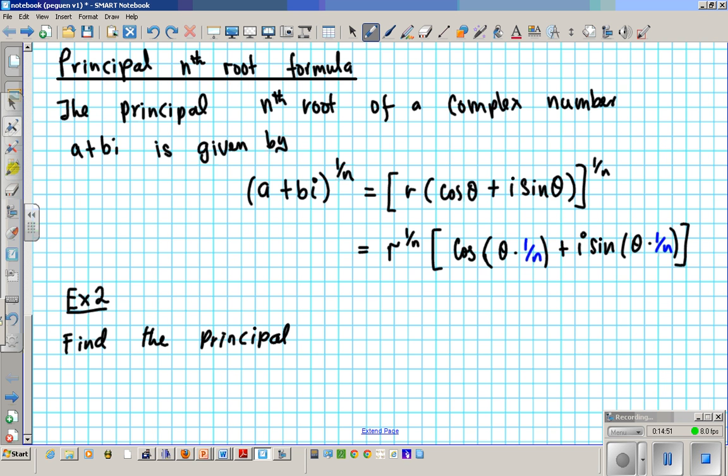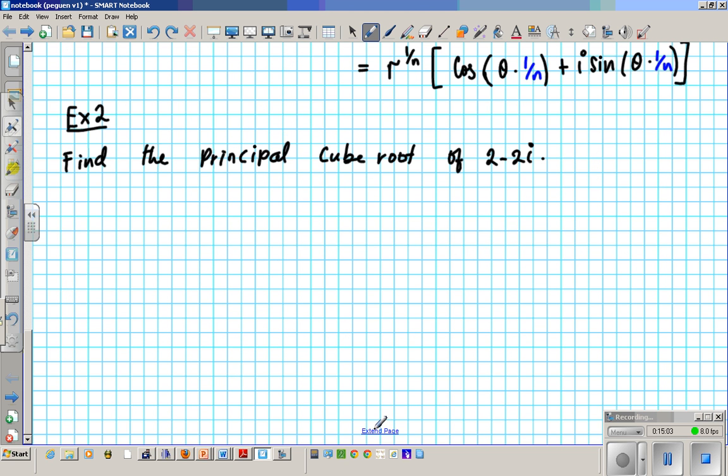Find the principal cube root of 2 minus 2i. Okay, so let's do this. So we know what a cube root is, right? Cube root is the third root, so we're going to apply it here.